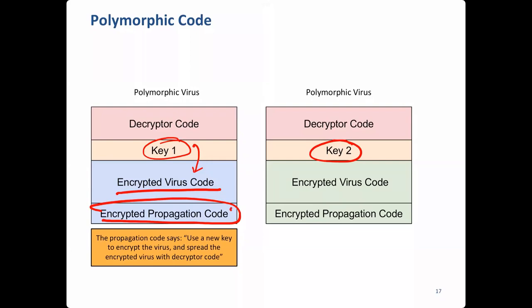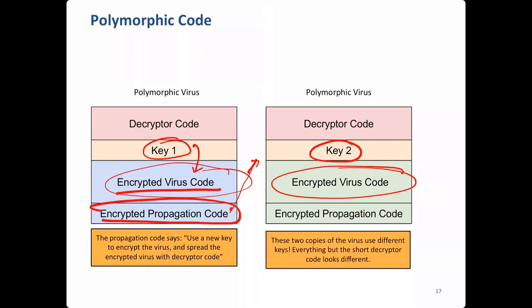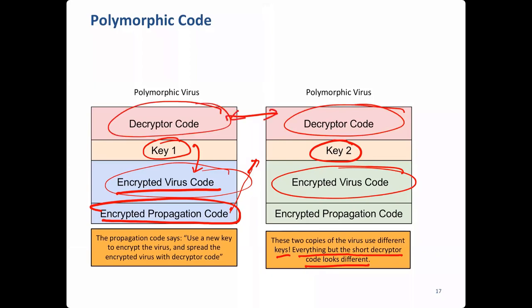So this code says to use a new key every time. Now, if you use a new key or new IV, then this code will look different. Every time the key is different, the encryption will be different, and the encrypted output will be different. And so it will evade detection. So these two copies of the virus use different keys. Everything but the short decryptor code looks different. Only the decryptor code remains the same, but everything else looks different. The key is different, the encrypted virus code is different, and the propagation code is also encrypted using the key, so this will also look different. Any question?